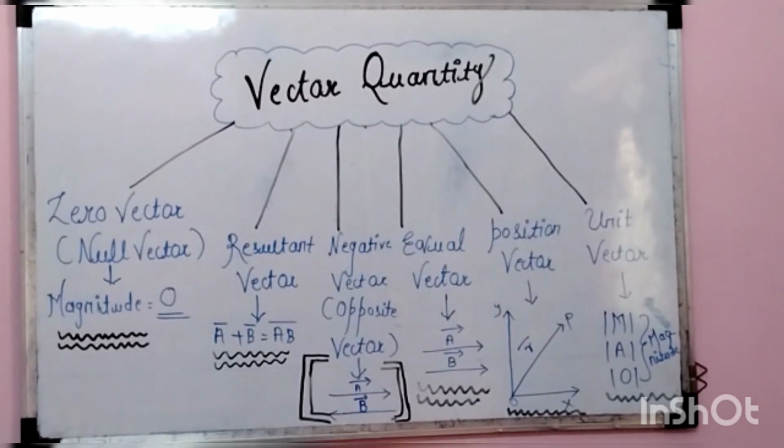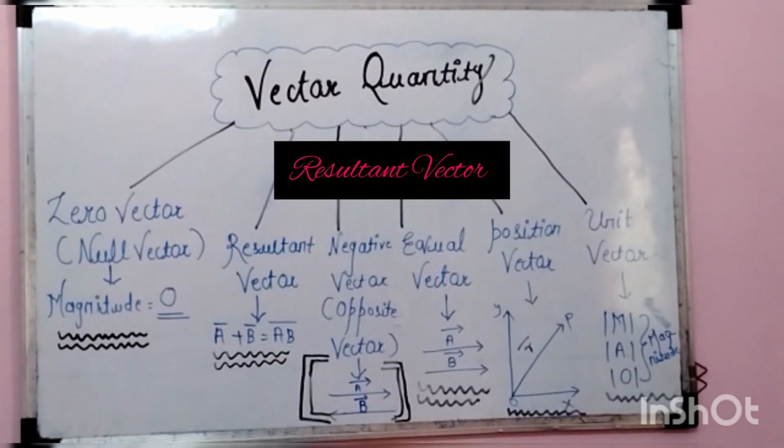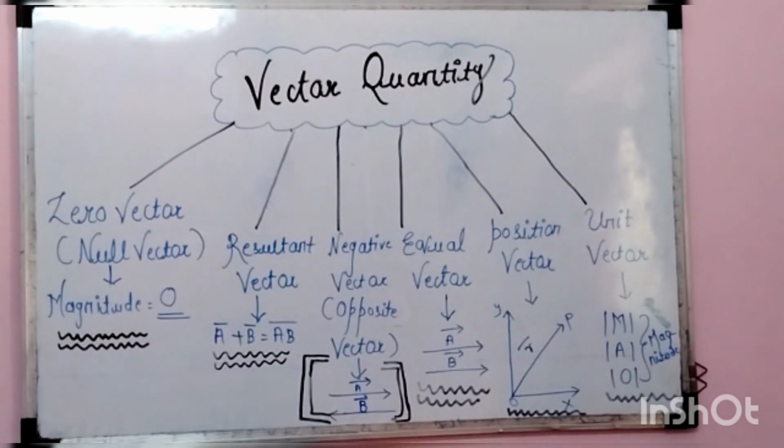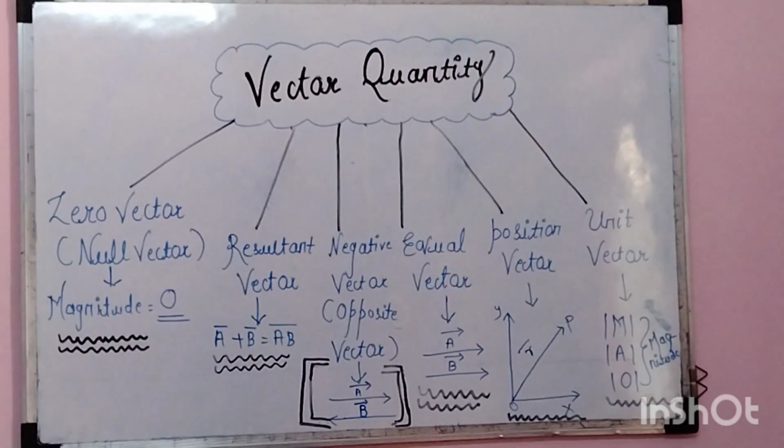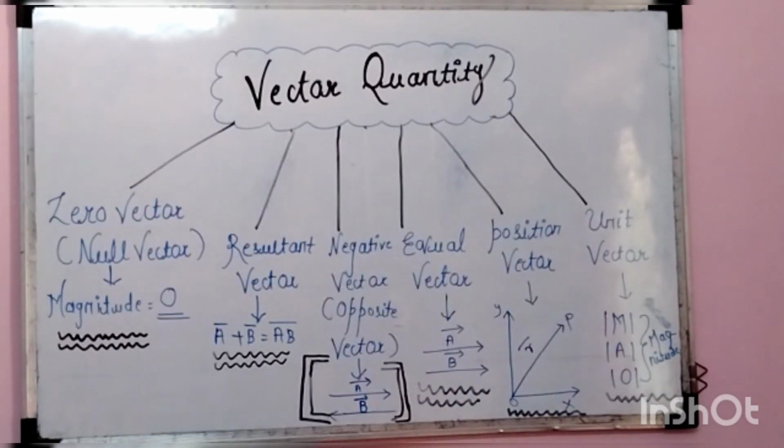Our second concept is what is meant by resultant vector. The resultant of two or more vectors is the single vector which produces the same effect as they produced together, and it is called the resultant vector. The addition of two vectors is the same as the third vector. The example of a resultant vector is vector A plus vector B is equal to vector AB.